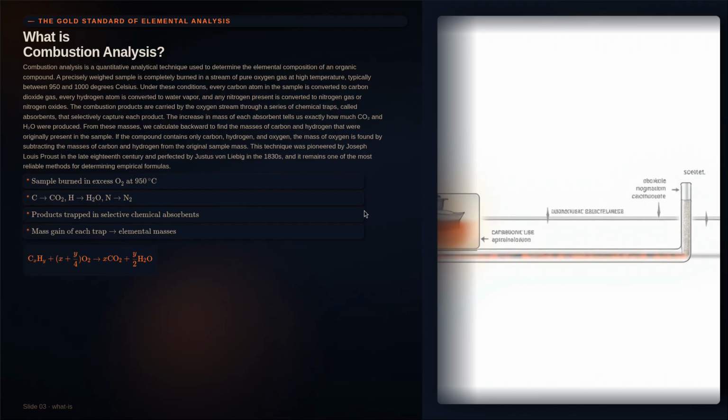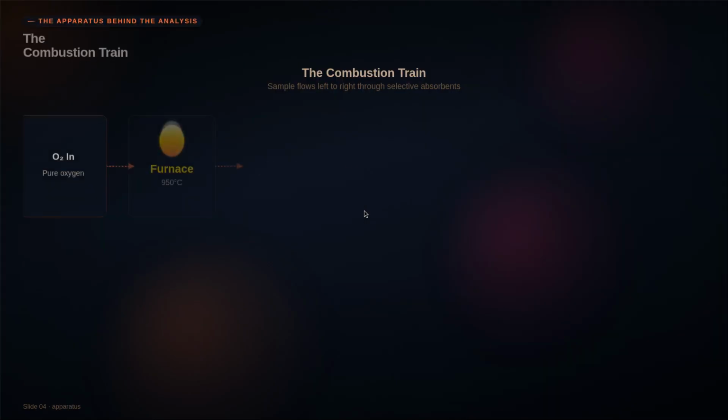From these masses, we calculate backward to find the masses of carbon and hydrogen that were originally present in the sample. If the compound contains only carbon, hydrogen, and oxygen, the mass of oxygen is found by subtracting the masses of carbon and hydrogen from the original sample mass. This technique was pioneered by Joseph Louis Proust in the late 18th century and perfected by Justus von Liebig in the 1830s, and it remains one of the most reliable methods for determining empirical formulas.